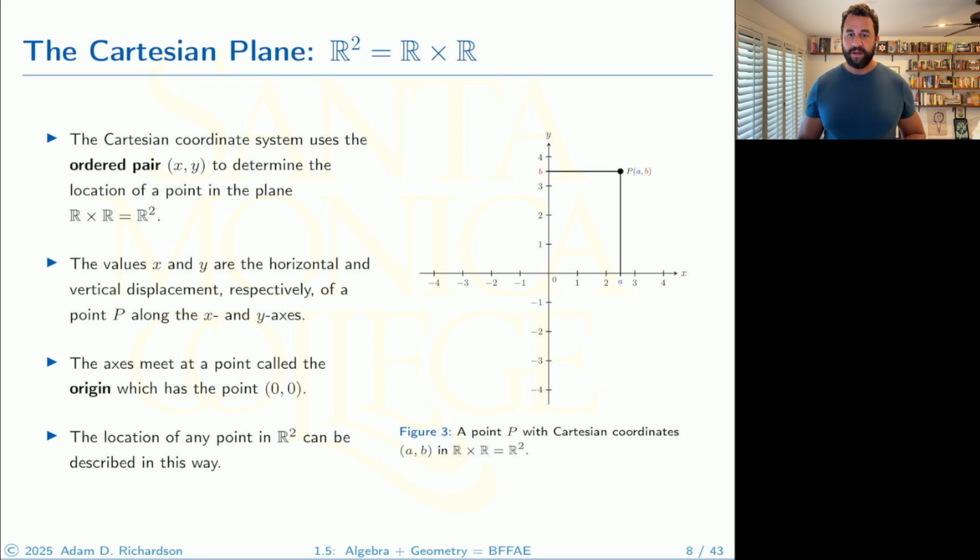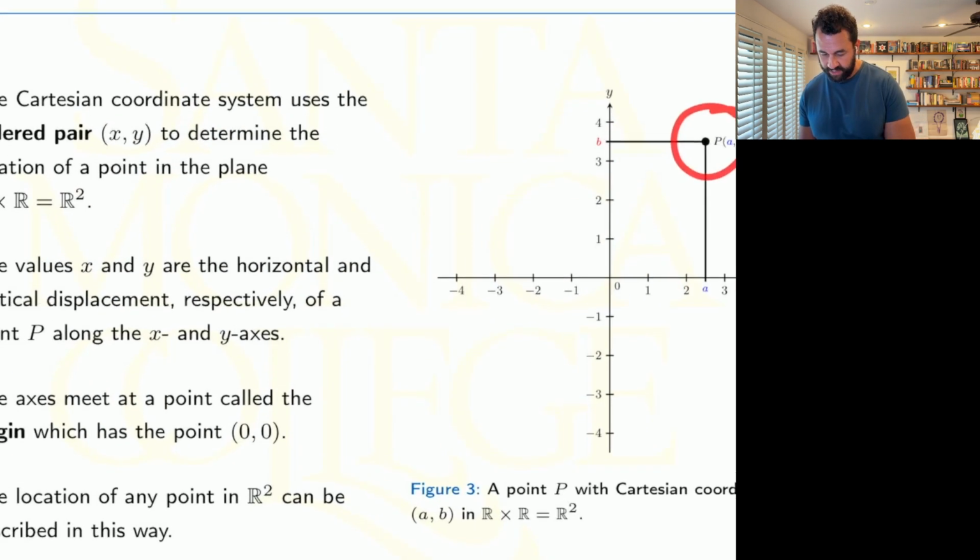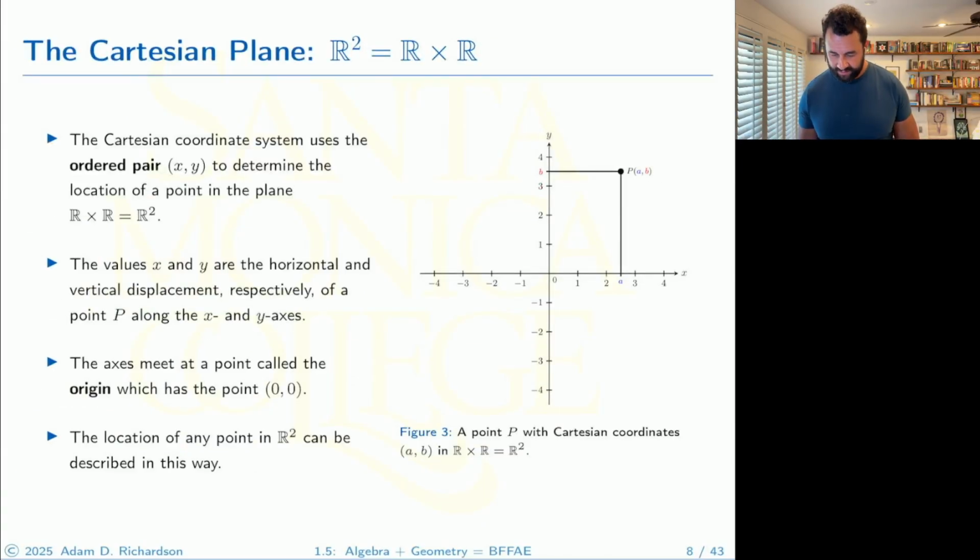Now, what are these two numbers? The values x and y correspond to the horizontal and vertical displacement along the x and y axes. That's the basic idea. Here I've got the point A comma B. I can zoom in, oh, nope, can't zoom in. Sorry. This is the point A comma B. So it's A units this way and B units this way, and you end up right there. Now the two axes meet at the point 0 comma 0. That's what we call the origin. And like I mentioned, the location of any point can be described in this way. That's what's so nice about it.